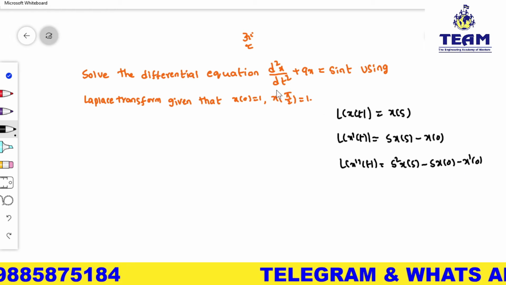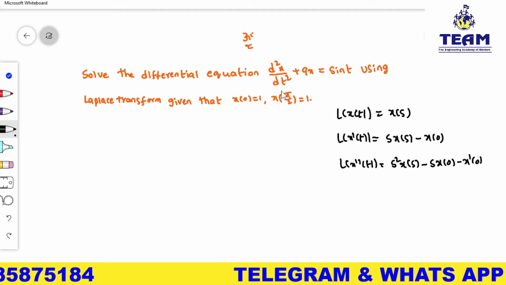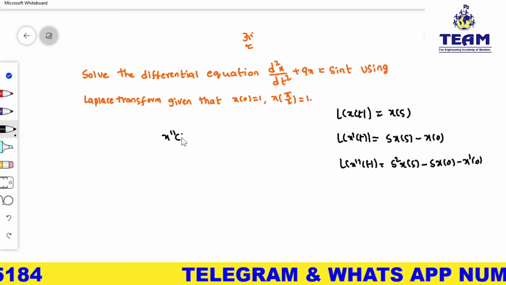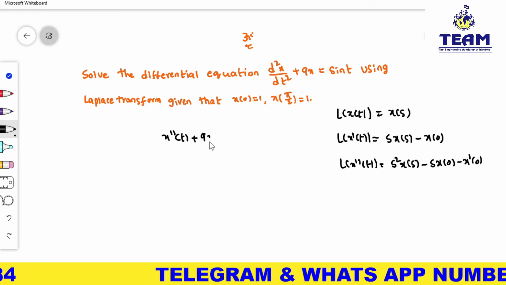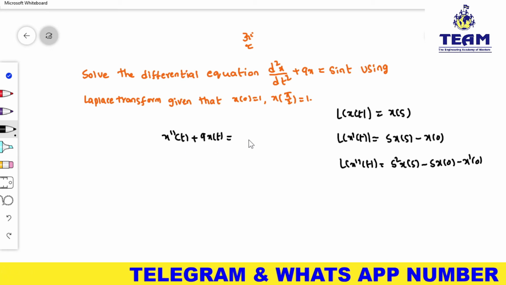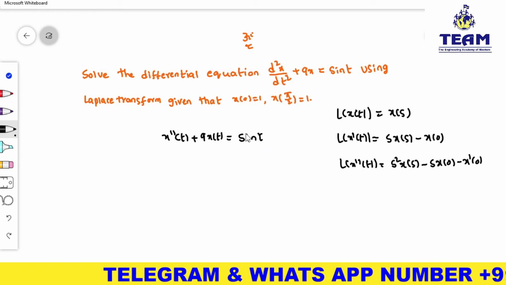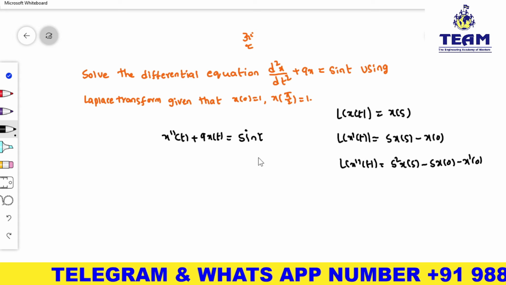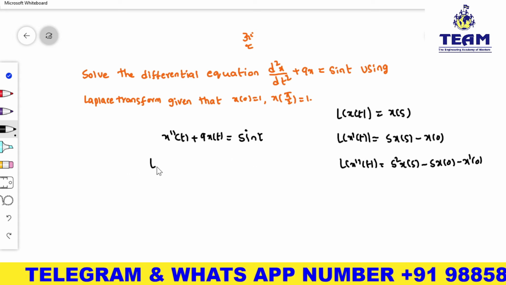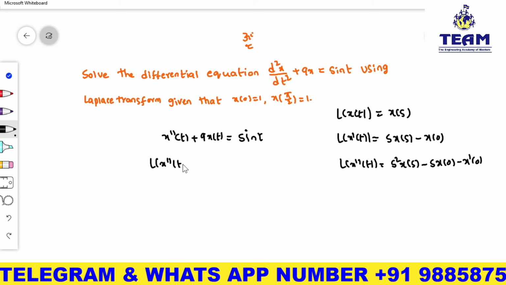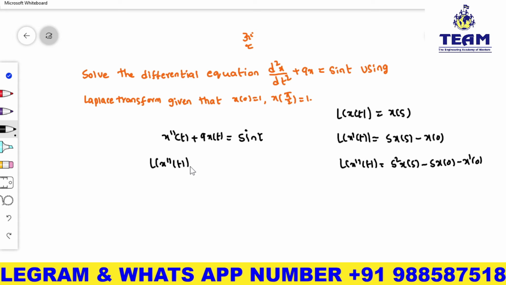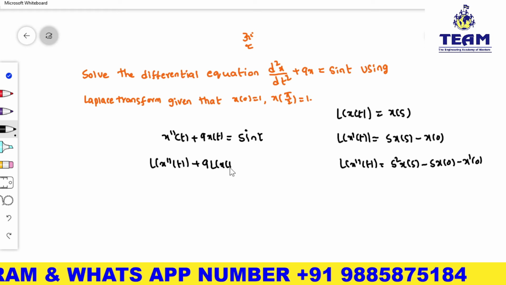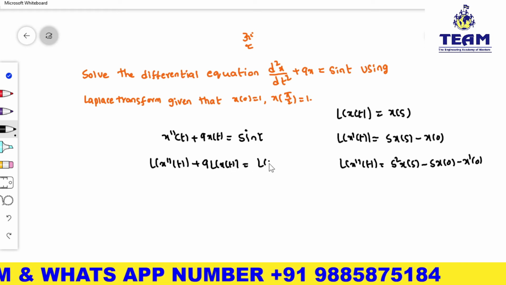So here you observe they have given a second order derivative. You can also write simply x double dash of t plus 9 into x of t is equal to sin t, the given differential equation. Now, if we apply the Laplace transformation on both sides, what will happen, friends? L of x double dash of t. Laplace satisfies the linearity property, yes. So, plus 9 into L of x of t is equal to L of sin t.